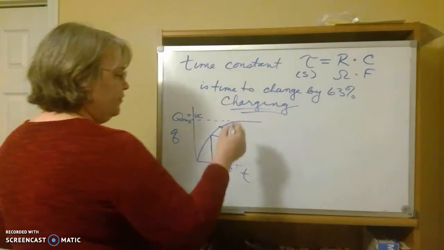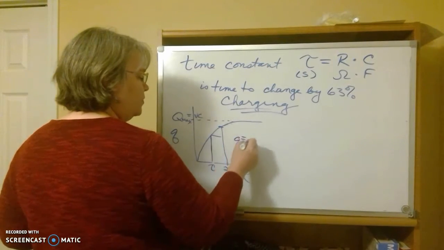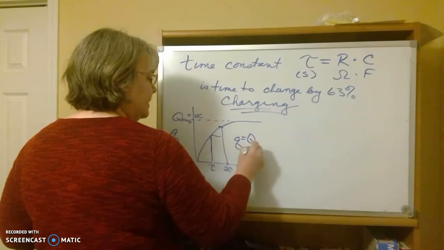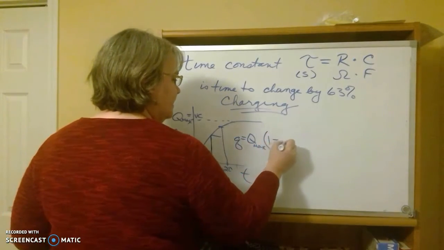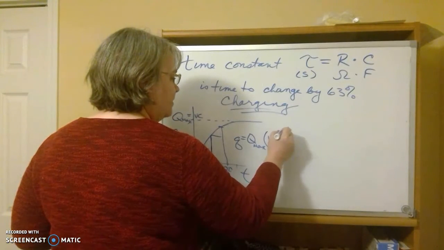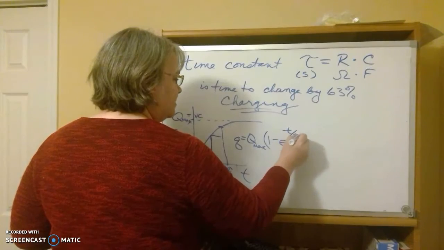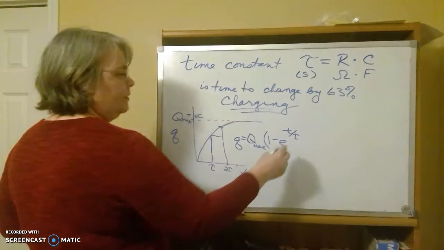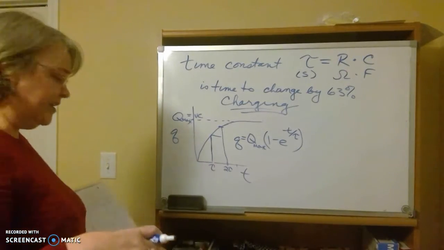The equation for that is that Q equals Q max times 1 minus e raised to the negative time over time constant. Okay, it's an exponential relationship.